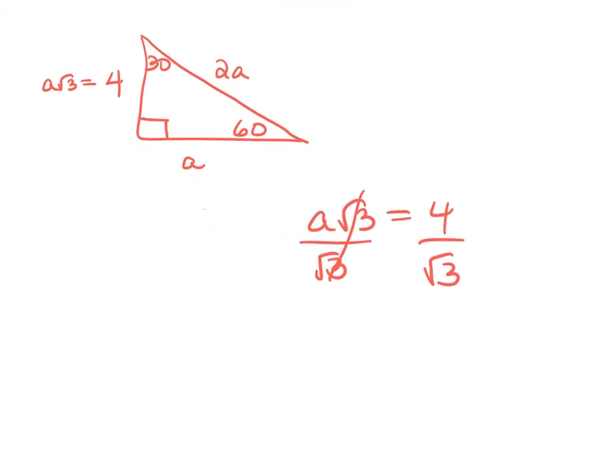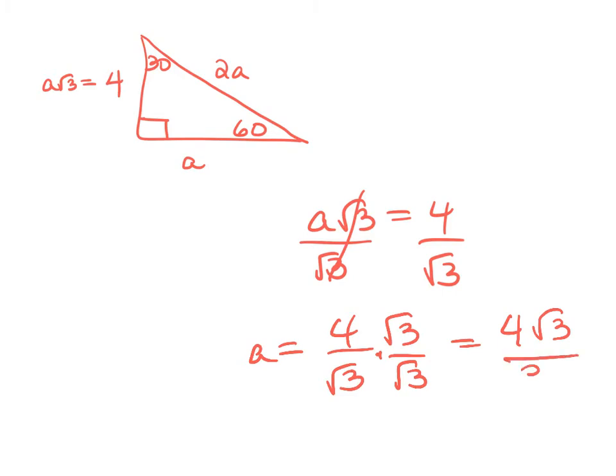Good. So now, can I leave this square root of 3 in the bottom? No. How do I get rid of it? Multiply it by itself. Beautiful. So this becomes 4 square root 3 over 3. That is my value of A.